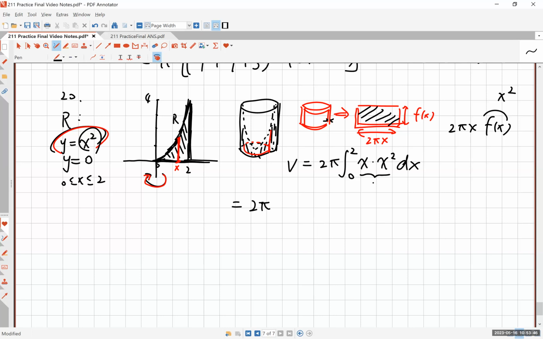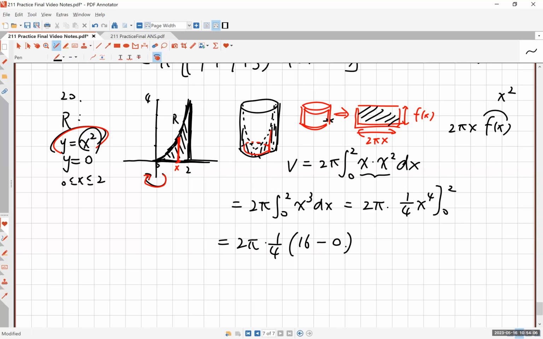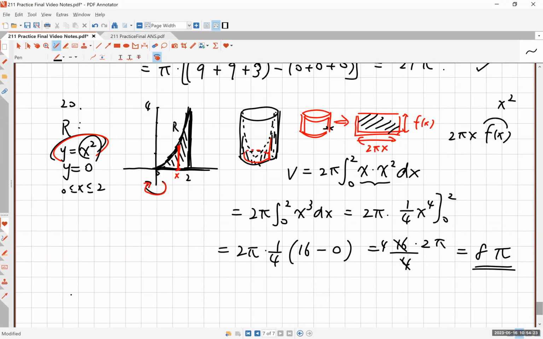All right, so this is actually x, well, here, let's go ahead and write this as x cubed. All right, and so this is 2 pi times 1/4 x to the 4th going from 0 to 2. So that's 2 pi times 1/4, and then 2 to the 4th is 16, and 0 to the 4th is, of course, 0. All right, so this looks like 16 times 2 pi over 4, and that simplifies to 8 pi cubic units. And that would be the answer to this question, number 20 on your practice exam.